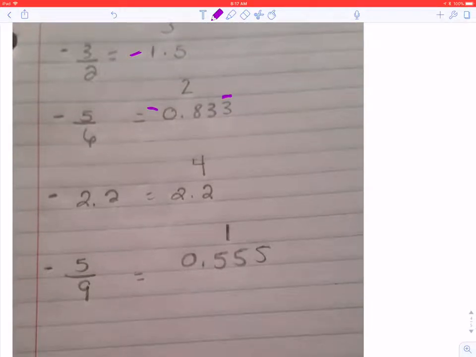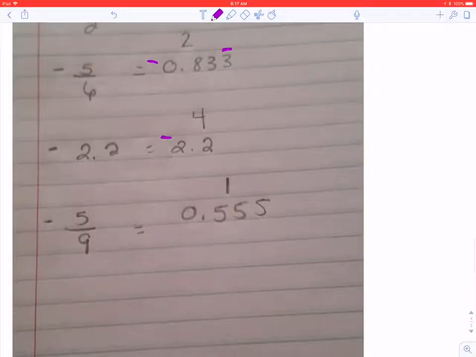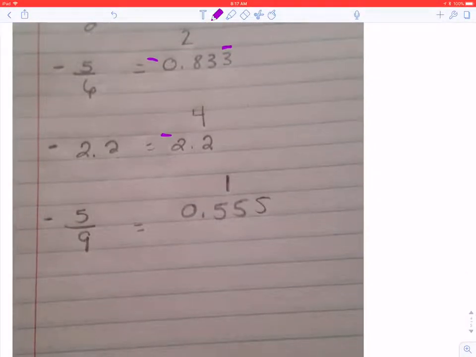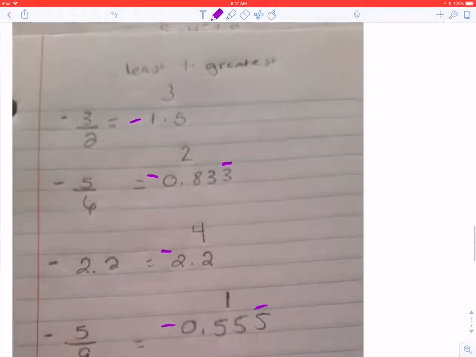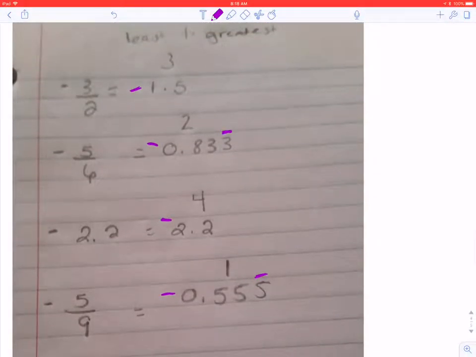Negative 2.2, again, this is negative 2.2, right? Okay. And then the negative 5/9, again, this needs to be negative. So, if without those negatives, I think your order would have been fine. The 0.5 bar and then the 0.83 bar. So without the negatives, what you had would have been fine. But when you plot it on the number line, you see that actually the far left is the 2.2. So this would have been the smallest. This would have been the first one.